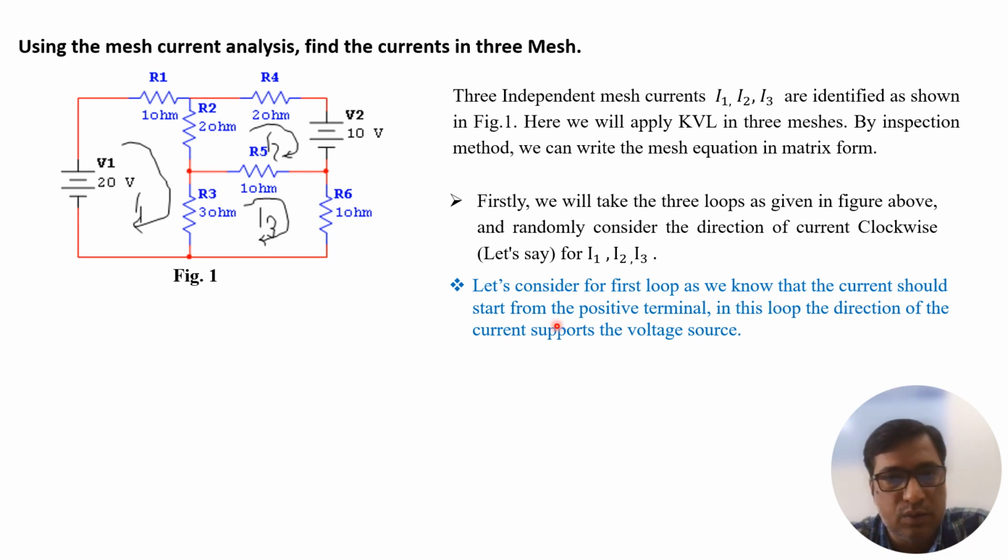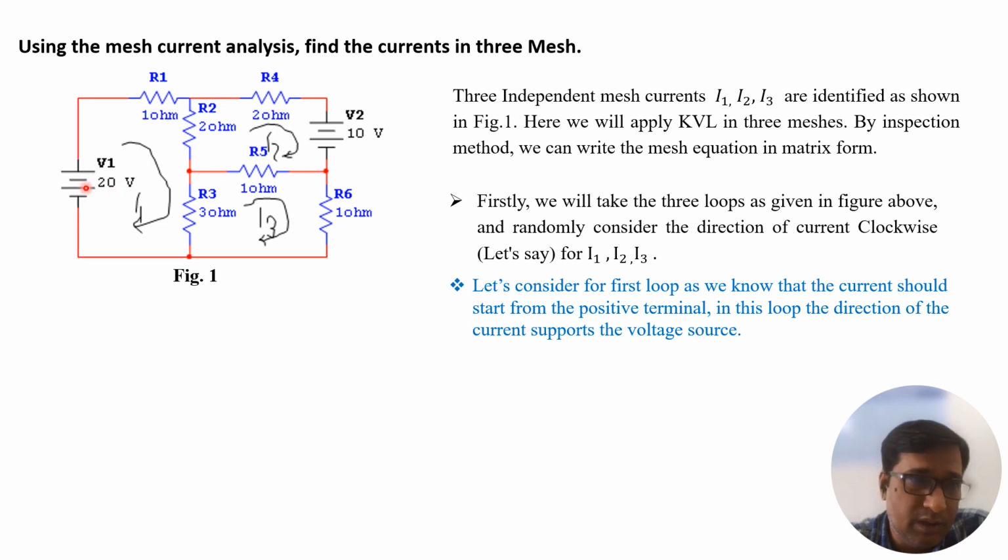Let us consider the first loop. As we know, the current should start from the positive terminal and complete the path to the negative one. The voltage drop in resistors will always be taken as negative. The voltage of a voltage source can be taken positive or negative depending upon the direction of current. If the mesh current is flowing in such a direction that current is leaving from the positive terminal of the voltage source, then it will be taken as positive. And if the mesh current is entering the positive terminal, then it will be considered negative.